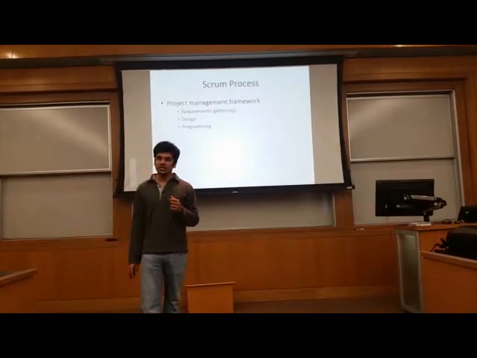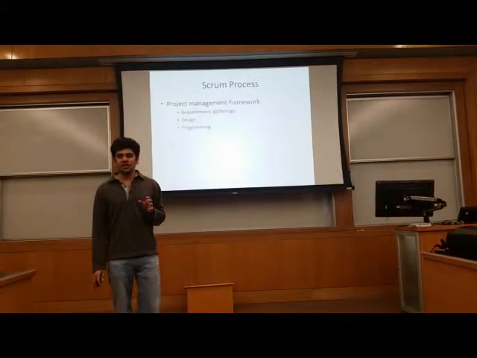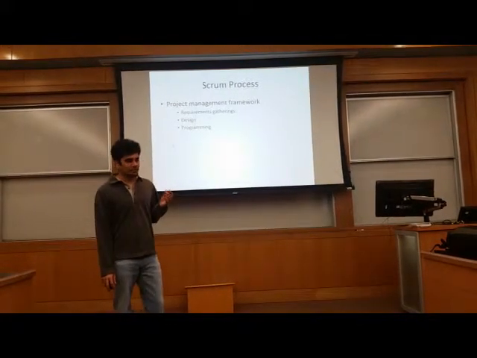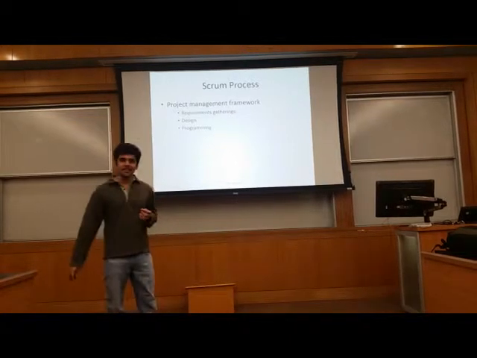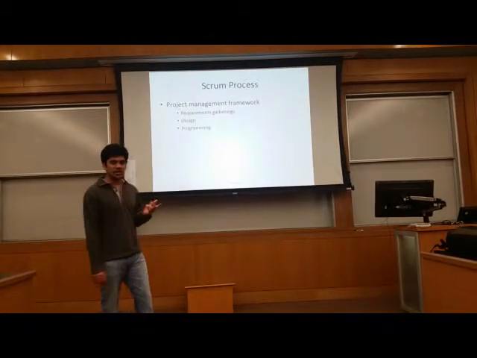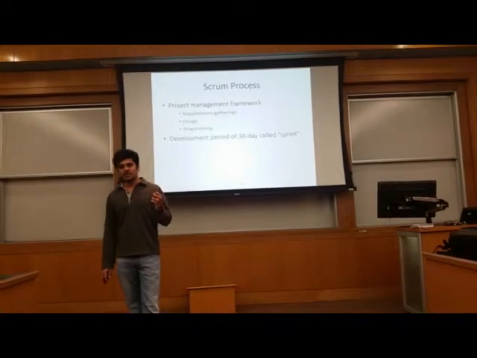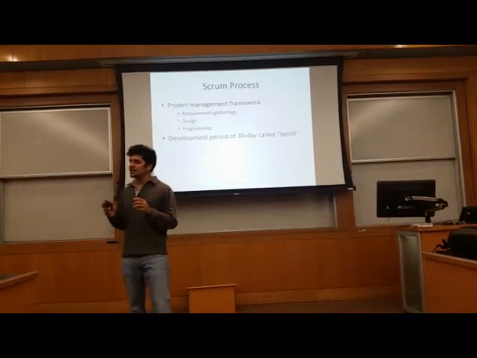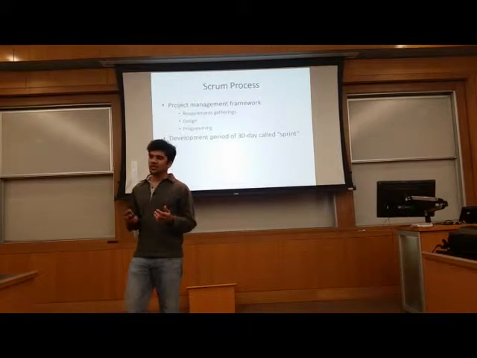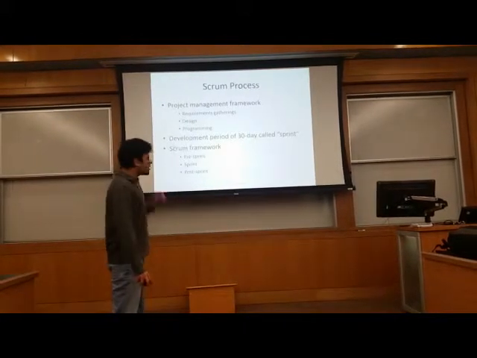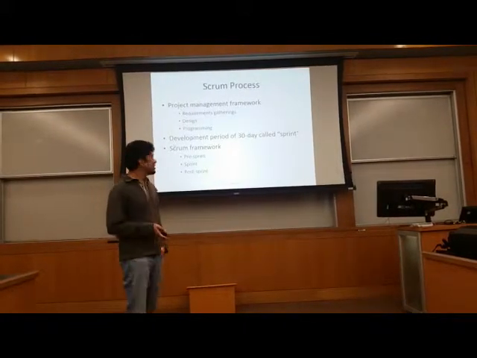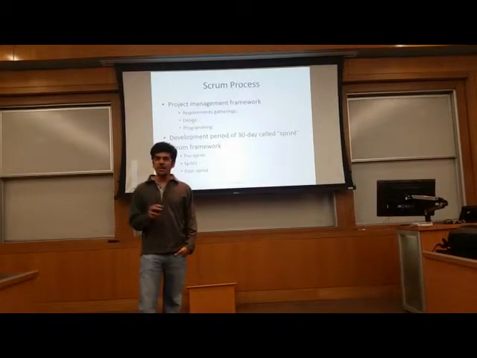The Scrum process is a project management framework and it includes requirement gathering, design, and programming. The development phase in Scrum usually varies from 2 to 30 days, and each development phase is called a sprint. So in this Scrum framework, we have pre-sprint, sprint, and post-sprint.